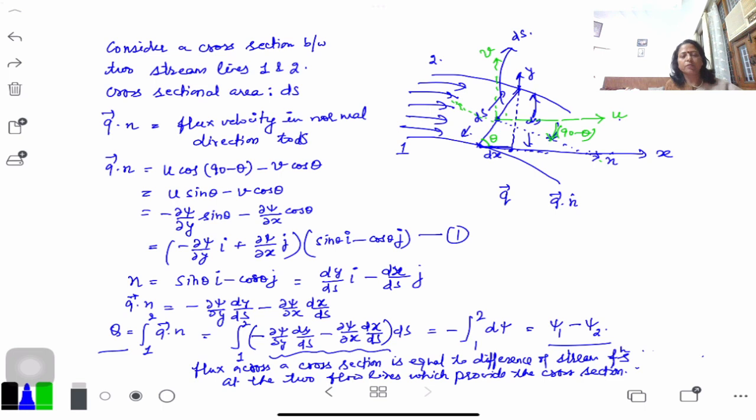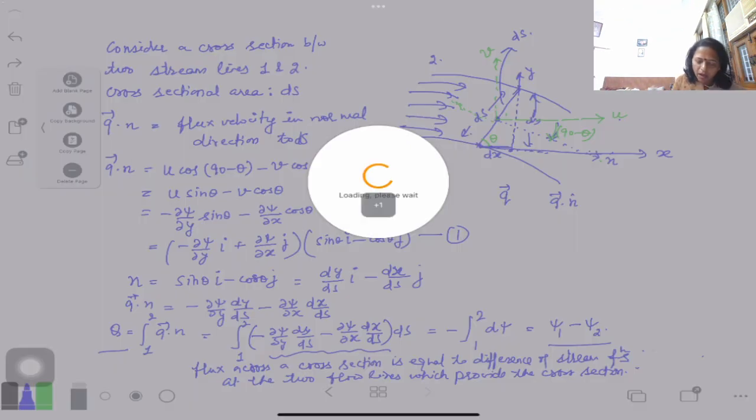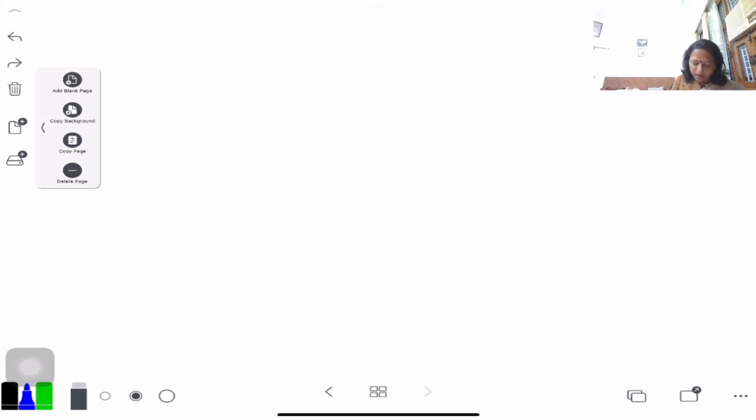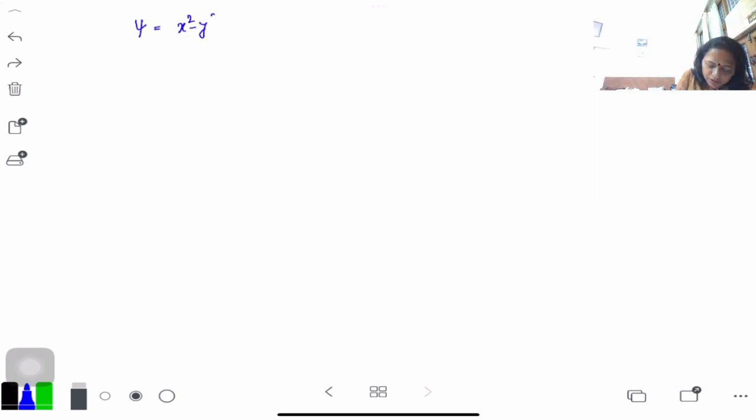Now with the help of given velocity components, you can find the streamlines, and with the help of stream function you can find the velocity components. For example, if I am given some psi, suppose I am given psi is equal to x square minus y square, and I am asked to find the velocity components.